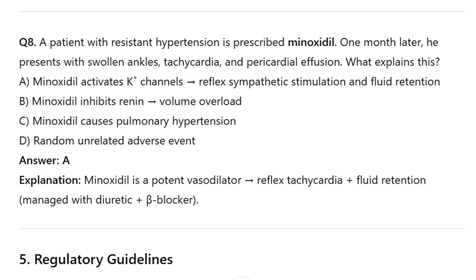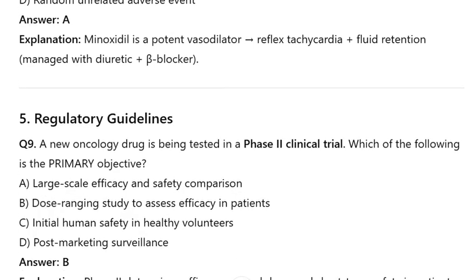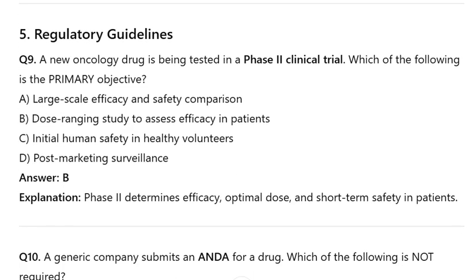Number 5. Regulatory guidelines. Q9. A new oncology drug is being tested in a phase 2 clinical trial. Which of the following is the primary objective? A. Large-scale efficacy and safety comparison. B. Dose-ranging study to assess efficacy in patients. C. Initial human safety in healthy volunteers. D. Post-marketing surveillance. Answer B. Explanation: Phase 2 determines efficacy, optimal dose, and short-term safety in patients.